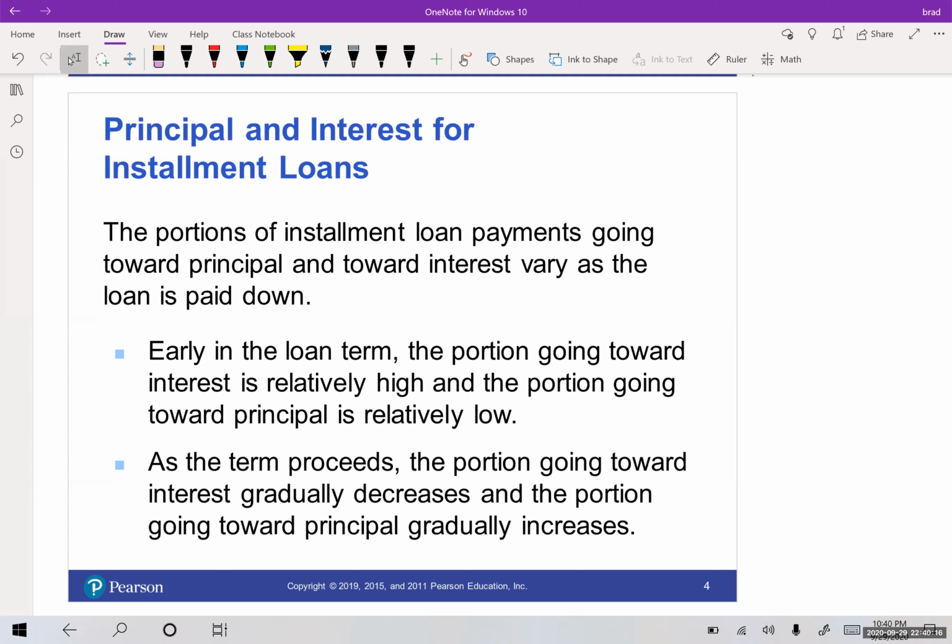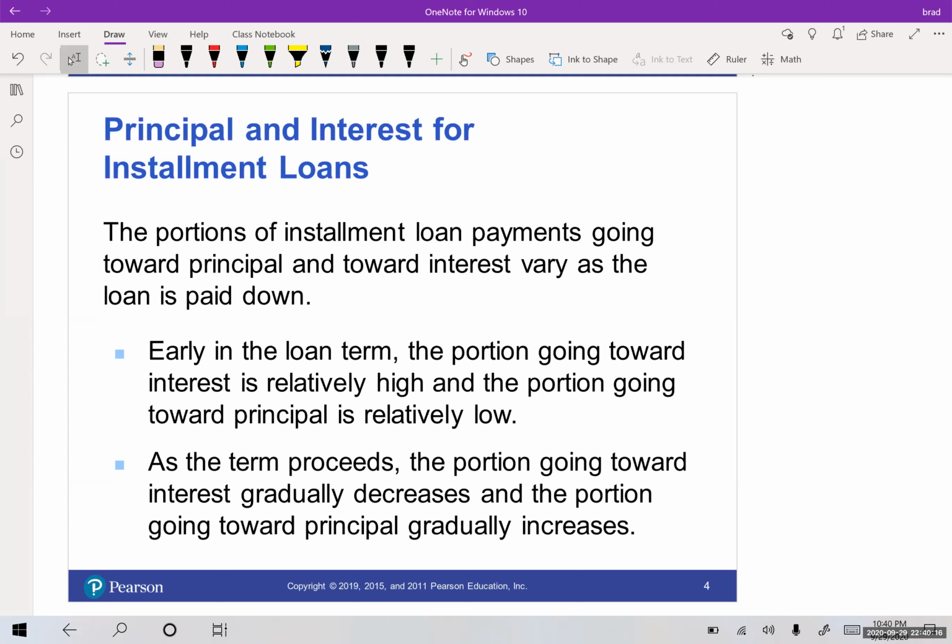So it says early in the loan term, the portion going towards interest is relatively high and the portion going toward principal is relatively low. As the term proceeds, the portion going towards interest gradually decreases and the portion going toward principal gradually increases. So that's why when you get closer to the end of the loan, more money is paying off the principal and less is paying the interest any longer.